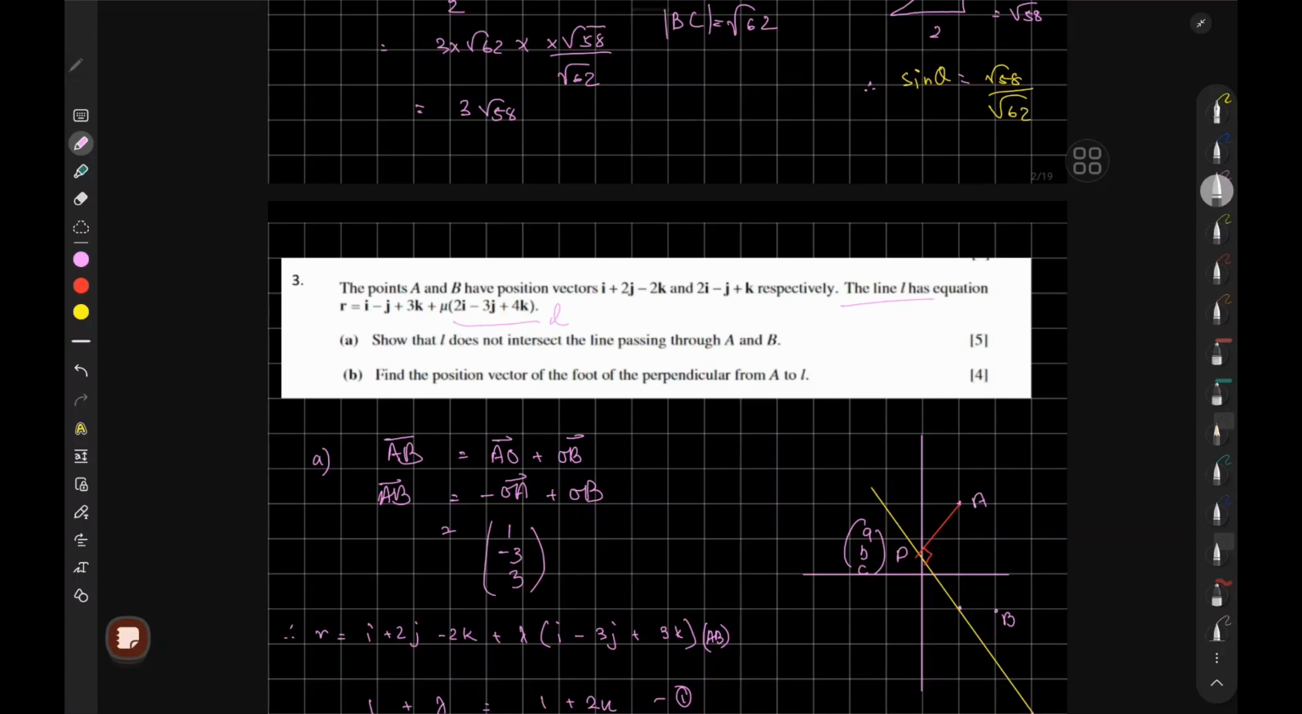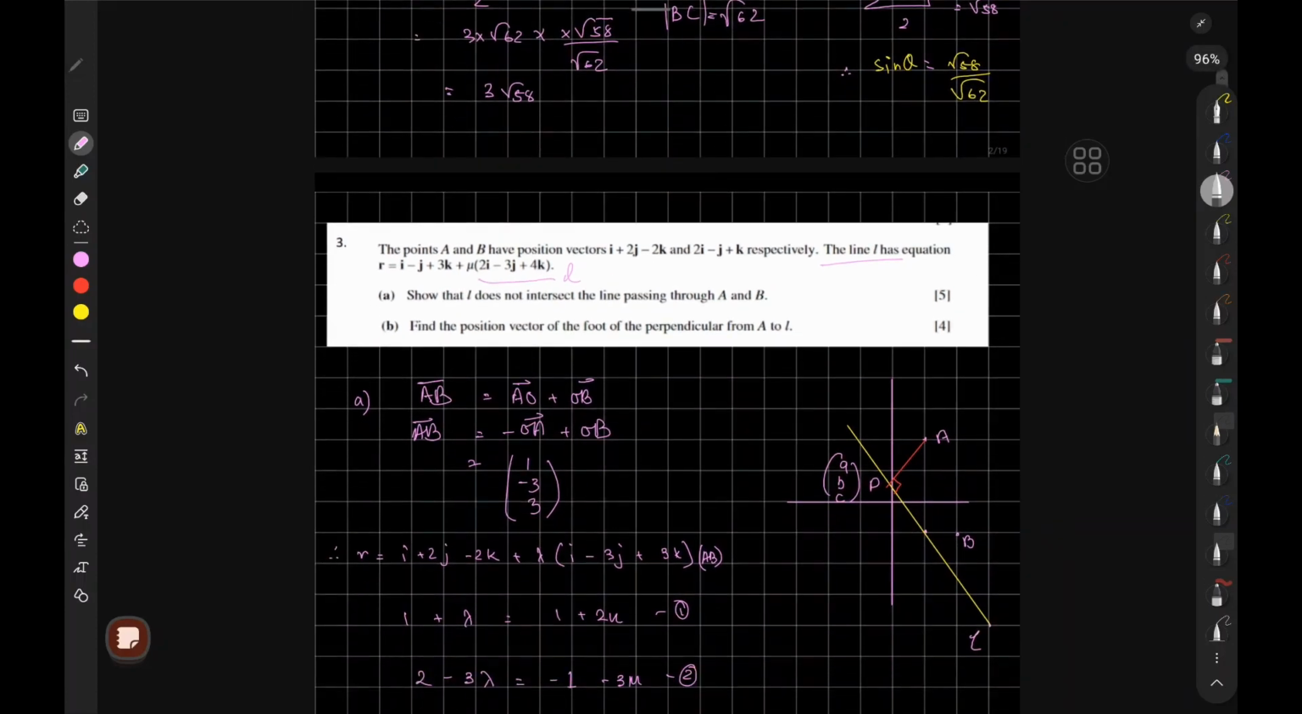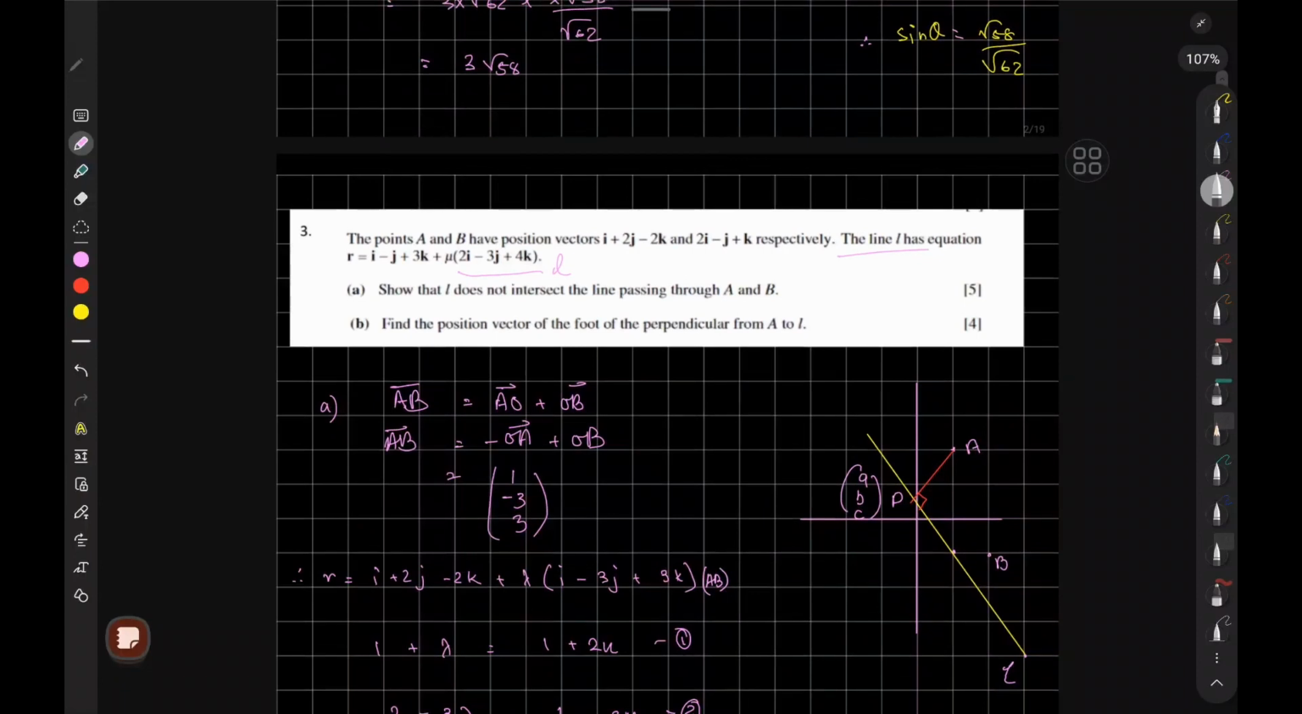Great. So question A, what are they asking you? Show that L does not intersect the line passing through A and B. So your first job is to find the line equation for A and B. How do you do that? First of all, you find AB, because you need the vector AB. So break down AB into minus OA plus OB, and you're going to get the vector 1, minus 3 and 3.